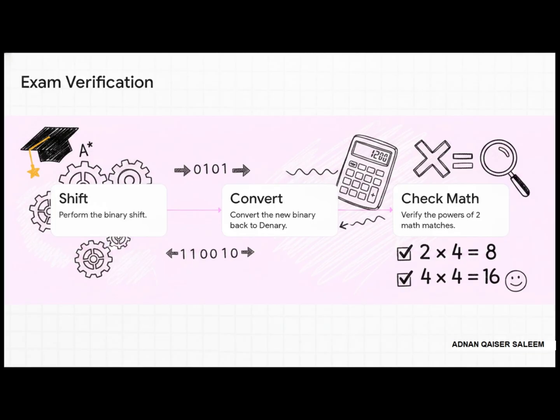First, just perform the binary shift they ask for. Second, convert your brand new binary number back into denary. Third, ask yourself, does the math check out? Like, if you shifted 2 places left, is your new denary number exactly 4 times larger than the original? If it is, you've completely nailed it.